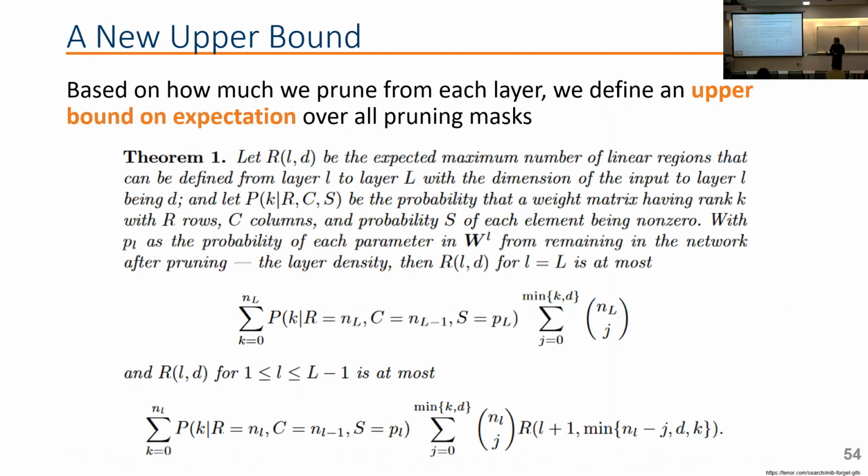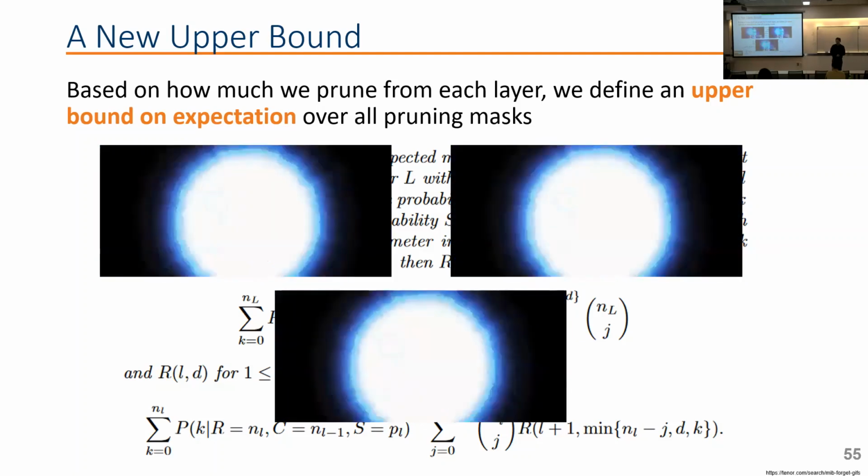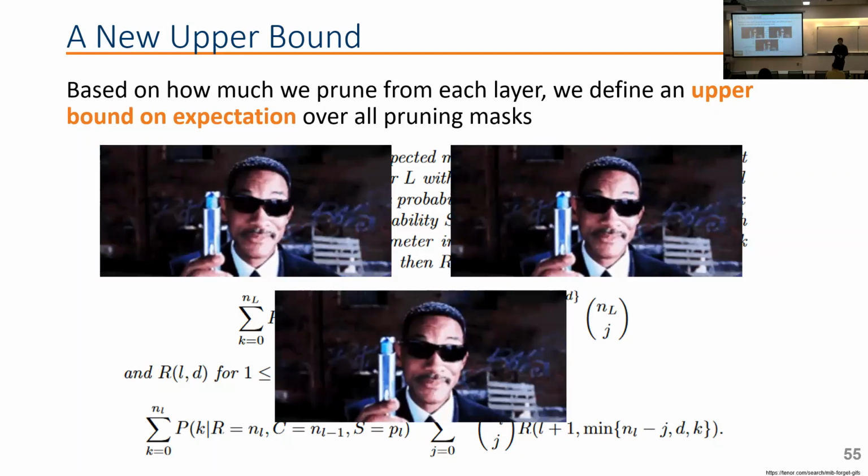And then we came up with this monstrosity, which is an upper bound on the number of linear regions, but on expectation over the distribution of the rank for the weight matrices, for every possible way that you could sparsify the weight matrices. And again, this one I really want you to forget because it's just too much to think about right now. And especially it's a recurrence, there's no closed form here.